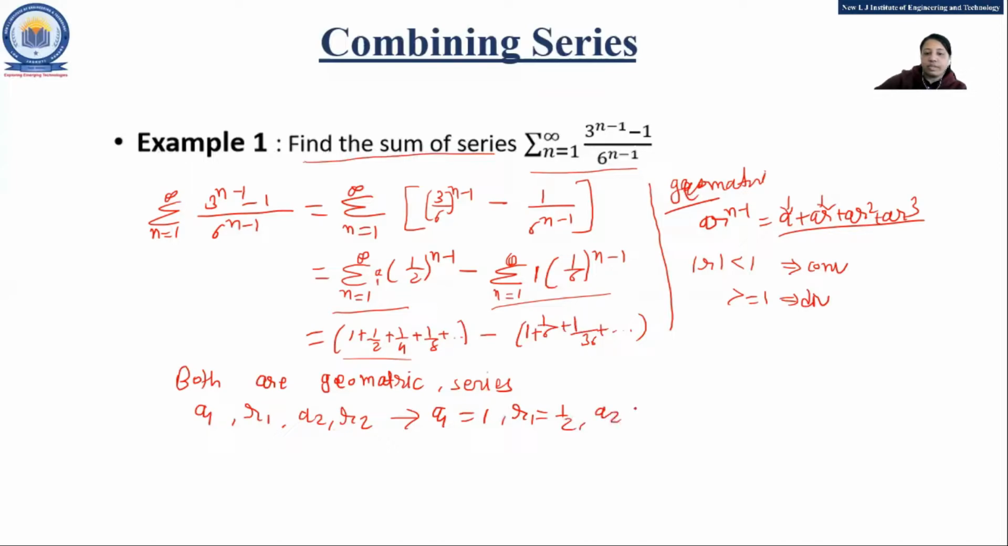Now for another series, A2 is 1, and R2 is 1 by 6. So now both R1 and R2 are less than 1, right? R1 is 1 by 2 and R2 is 1 by 6. So both are less than 1, for separate series, right? So we can say it is convergent.